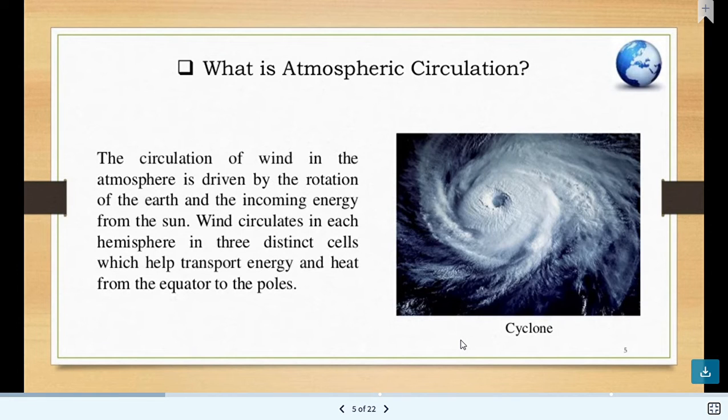What is atmospheric circulation? The circulation of wind in the atmosphere is driven by the rotation of the earth and the incoming energy from the sun. Wind circulates in each hemisphere in three distinct cells, which help transfer energy and heat from the equator to the poles.